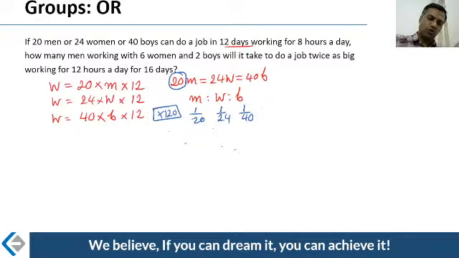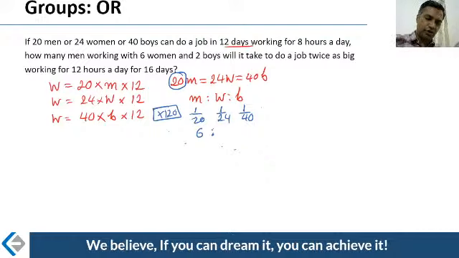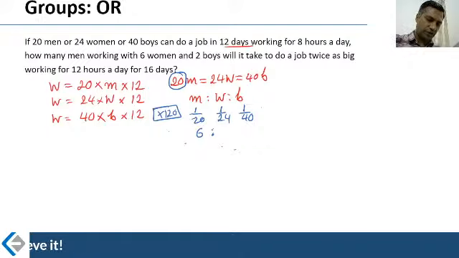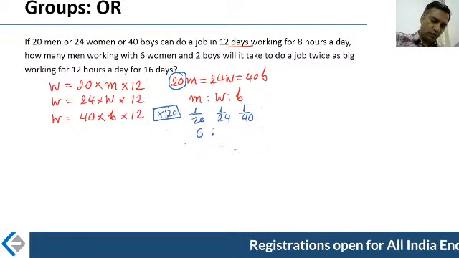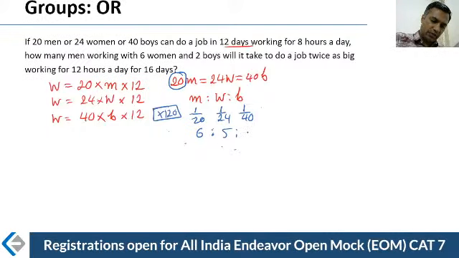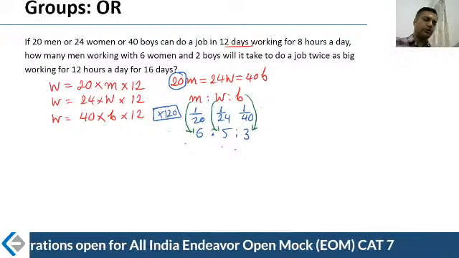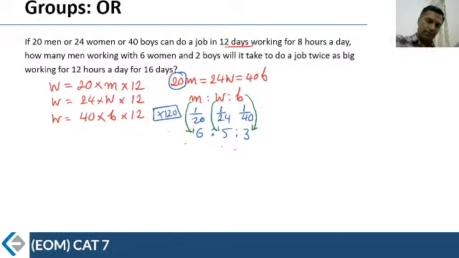Now you multiply throughout by 120 because I don't want to see the fractions. Therefore, 6 is to men, if the efficiency of man is 6 units per day. So 120 by 24 is 5, and this becomes 3. So the ratio is 6 is to 5 is to 3, which means for every 6 units of work done by men, women will be able to do 5 units per day, and the boys will be able to do 3 units per day.